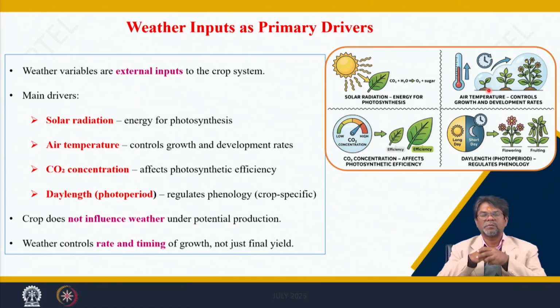Then carbon dioxide concentration, of course, because of photosynthesis: the crop takes in carbon dioxide, and it is converted to carbohydrates using solar radiation. Then day length, or photoperiod, influences crop phenology. Along with temperature and solar radiation, there is day length, the short-day or long-day plants. It may be sunshine hours. You have short-day plants and long-day plants, with decreasing or increasing day length.